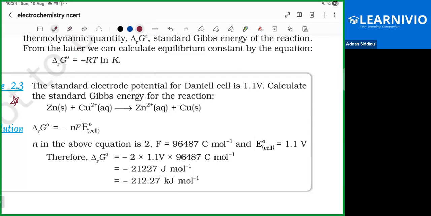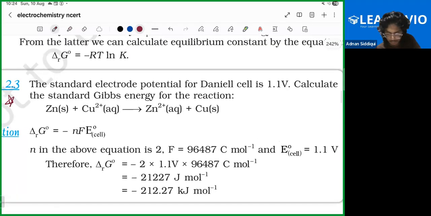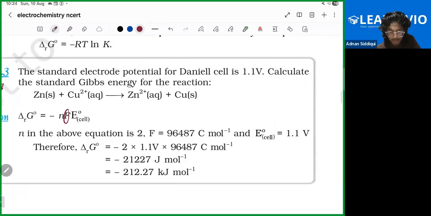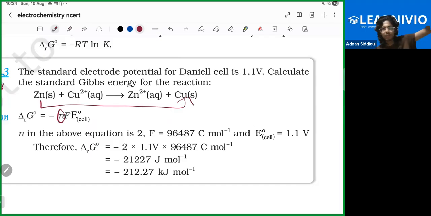Okay, tell me what the question is asking. The question is asking to find the Gibbs free energy. So we use the free energy formula. Simple. F is a constant with a specific value, which is basically 96500. You can round it off to 96500 to simplify your calculation. What else? This n can be calculated by doing the reduction half cell, the oxidation half cell, and this is the net reaction.